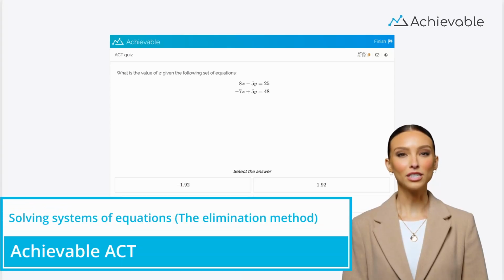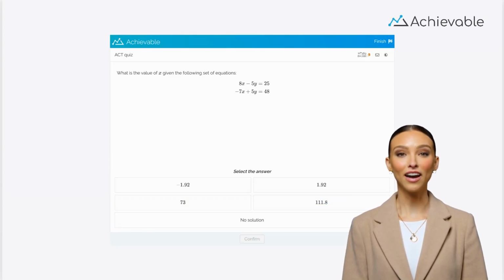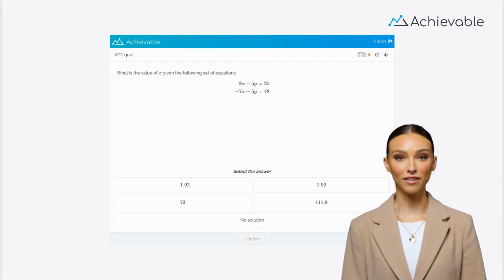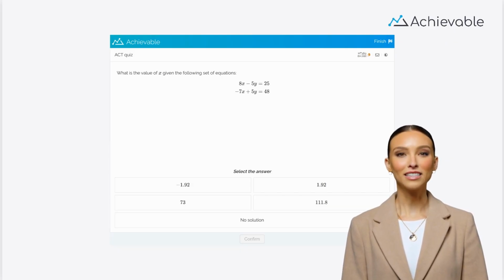Today we're solving a system of equations using the elimination method. Our goal is to find the value of x from the following equations. First equation, 8x minus 5y equals 25. Second equation, negative 7x plus 5y equals 48. Let's get started by identifying which variable we can eliminate right away.